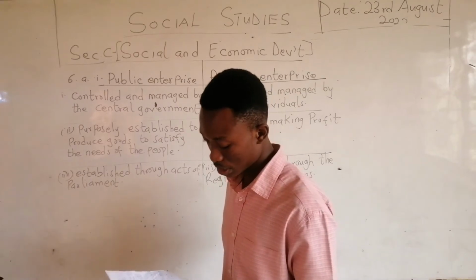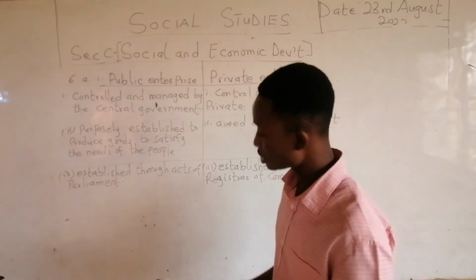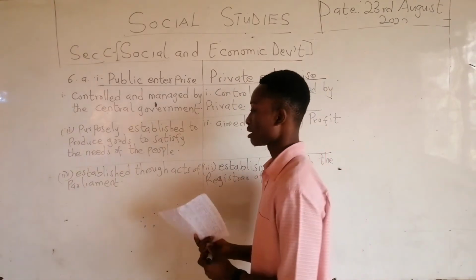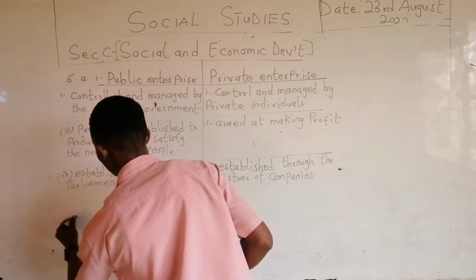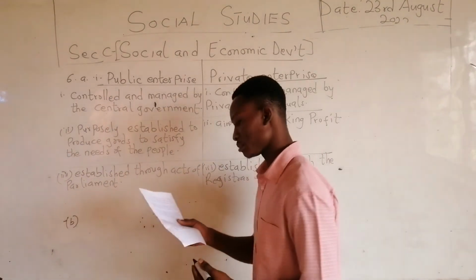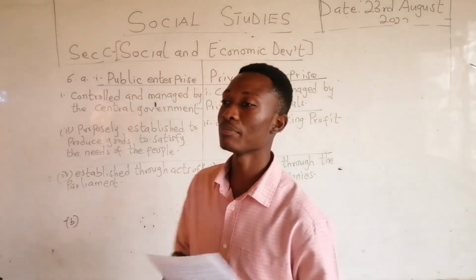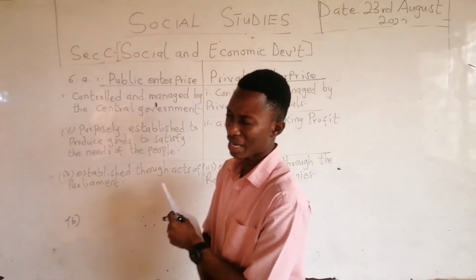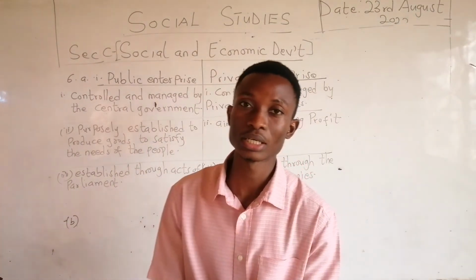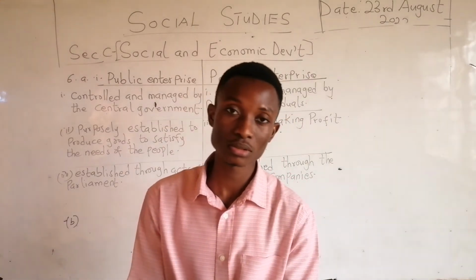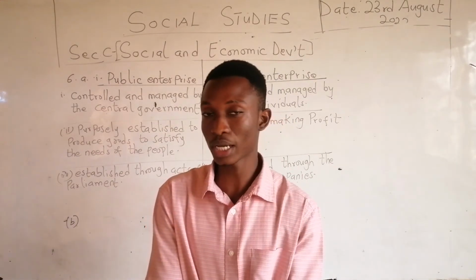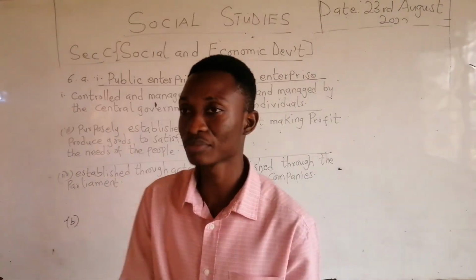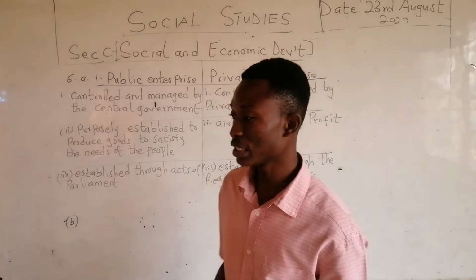Then B, the last question. Outline four ways by which productivity in the public sector can be improved. Productivity is output per man-hour, or the quantity and quality of goods produced by a worker within a given period of time. It is a measure of the efficiency of the worker within a given period of time.